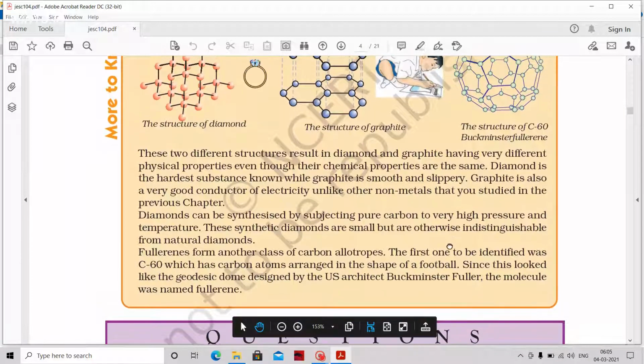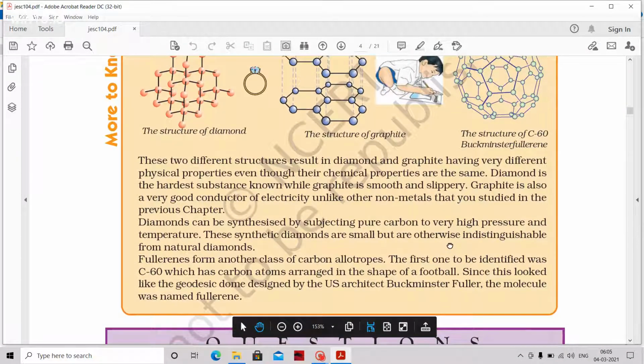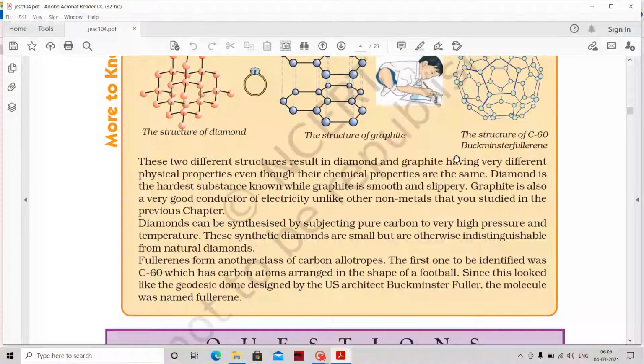So these synthetic diamonds also look similar to the natural diamonds. And another important carbon allotrope is the C60 fullerene. These are called fullerenes. It looks like a football or basketball. You can see here, Buckminster fullerene. This is the C60.